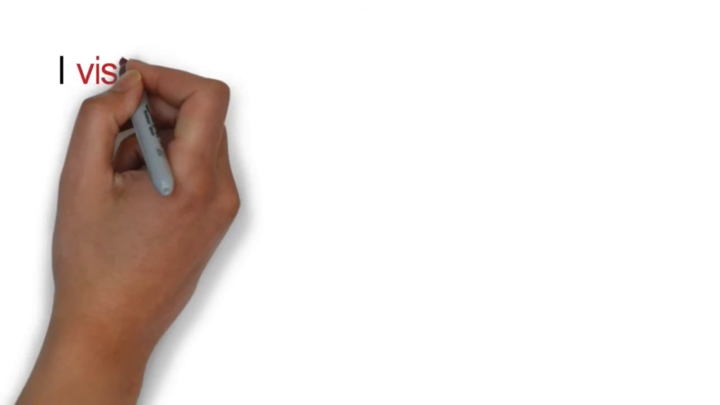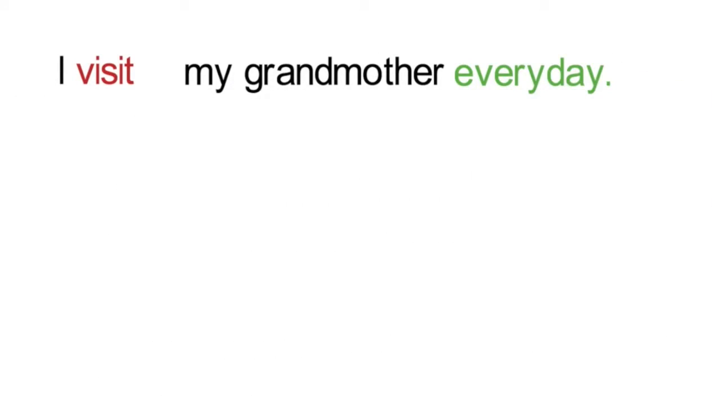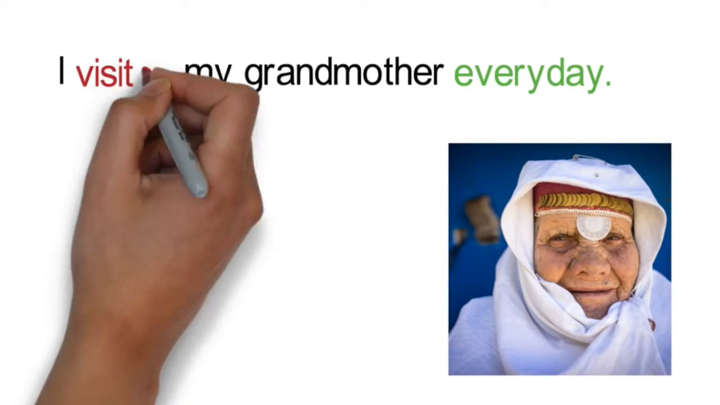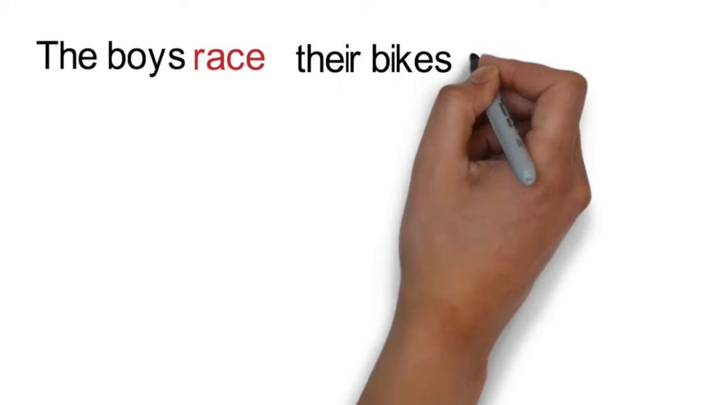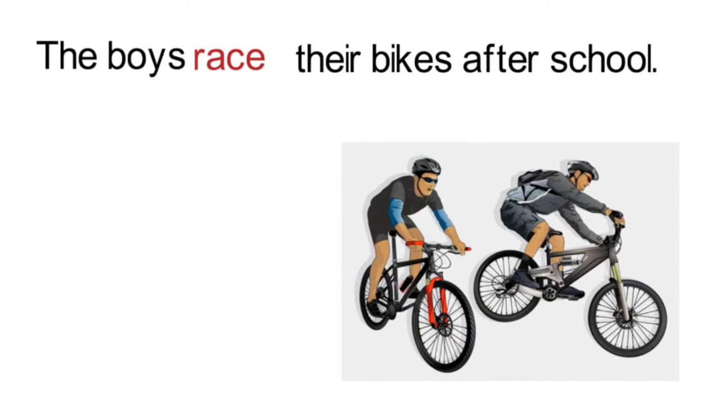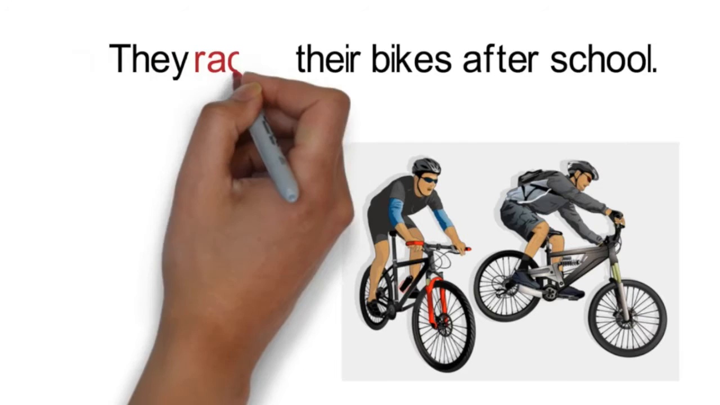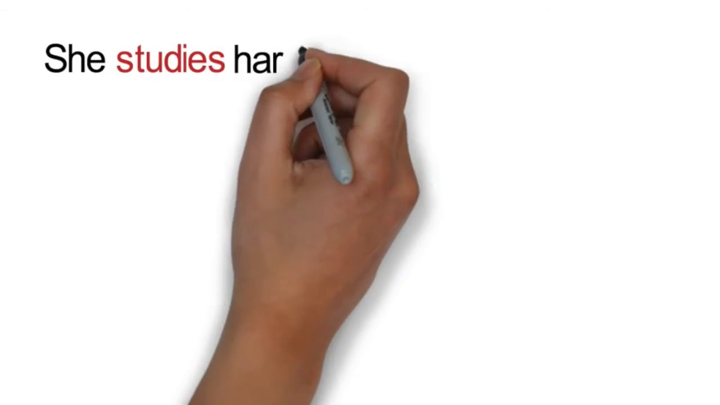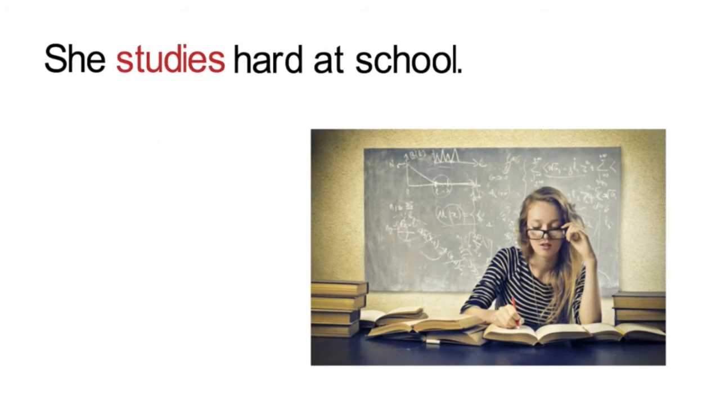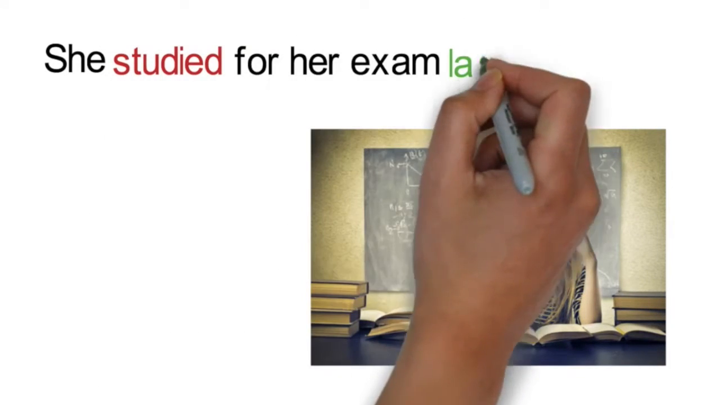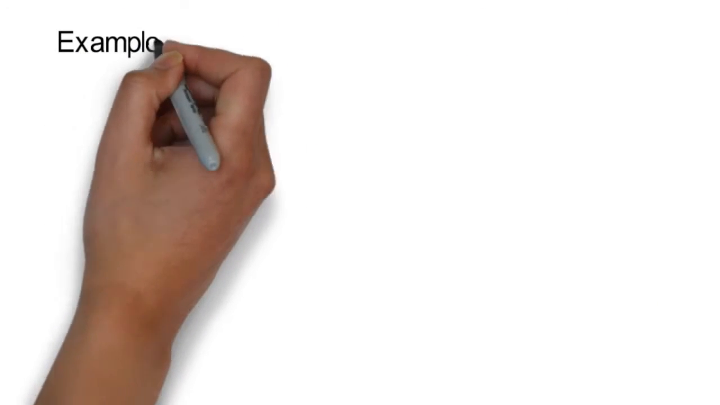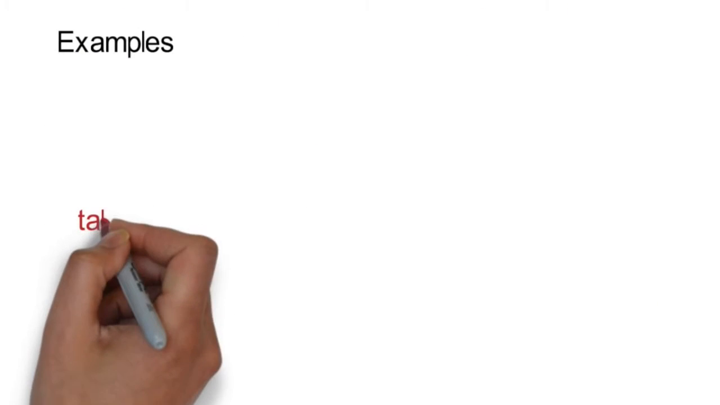For example, I visit my grandmother every day becomes I visited my grandmother last night. The boys race their bikes after school becomes they raced their bikes after school yesterday. She studies hard at school becomes she studied for her exam last week. So what happens to the verb in these examples?